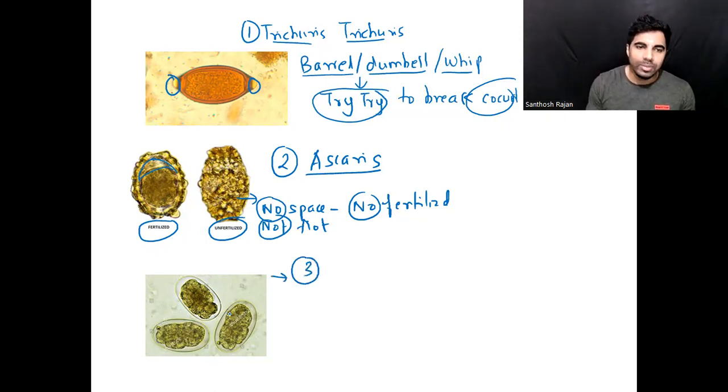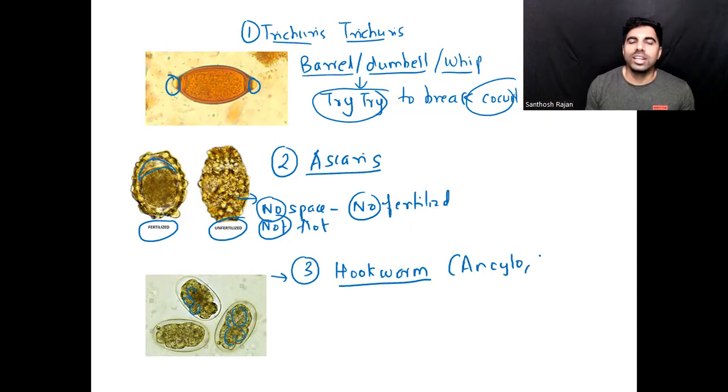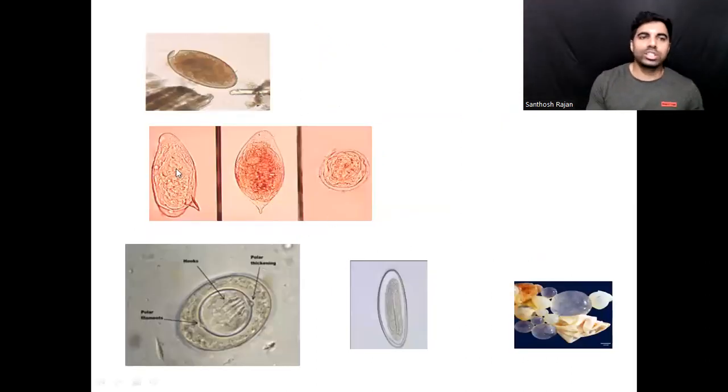This is a clear egg, and you see inside there's an embryo. You know, 1, 2, 3, 4, 5, 6, sometimes it looks like more, doesn't matter. If you see an embryo like this, that is your hookworm. Hookworm is basically Ancylostoma and Necator americanus. So this is a hookworm. If you get this picture, that's a hookworm. Okay, got it? Right. Now next one.